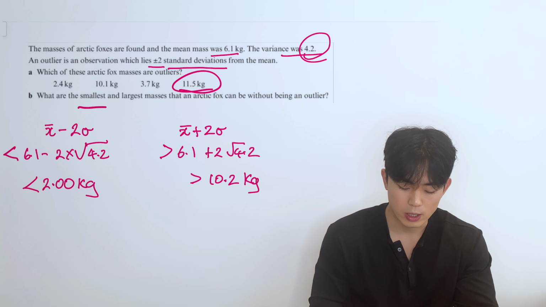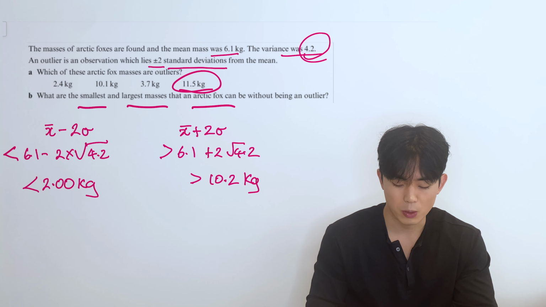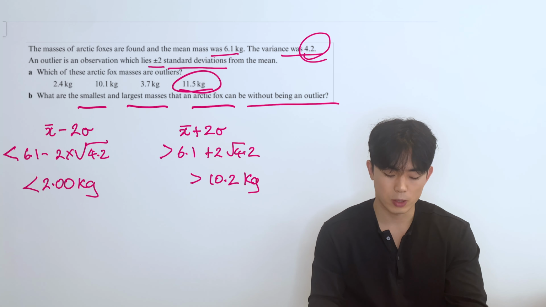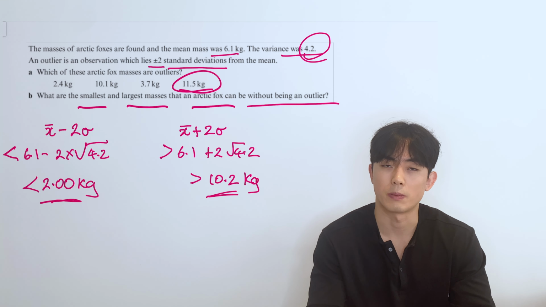B, what are the smallest and largest masses that an Arctic fox can be without being an outlier? Well, the smallest obviously is this 2, because anything less than 2 would be an outlier, and the largest would be 10.2, because anything larger than 10.2 would also become an outlier.